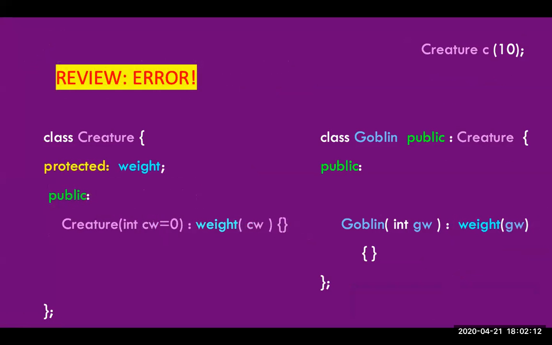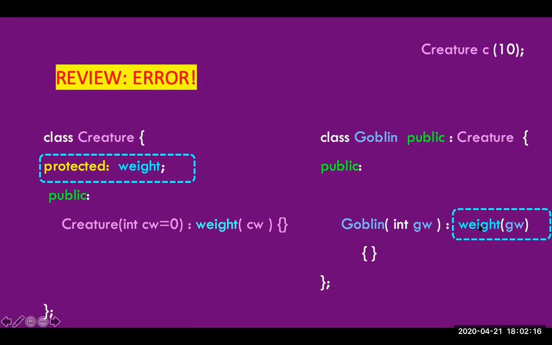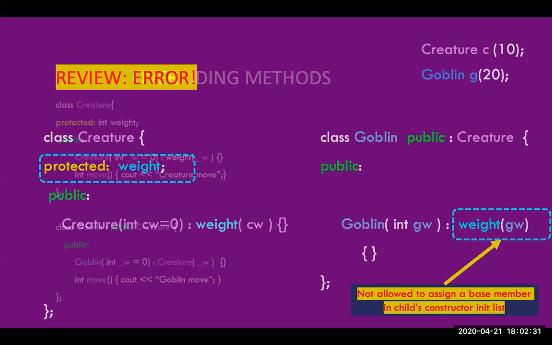And just so we don't forget, we cannot try to initialize the base class members through the initialization list on Goblin. That's a no-no, that won't work, right? We can only really call the creature's constructor directly, okay? So that's a bad situation.